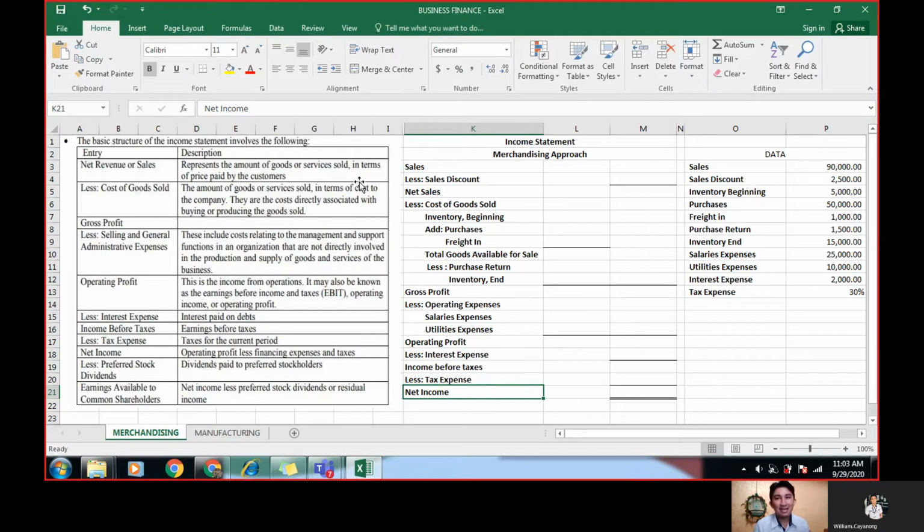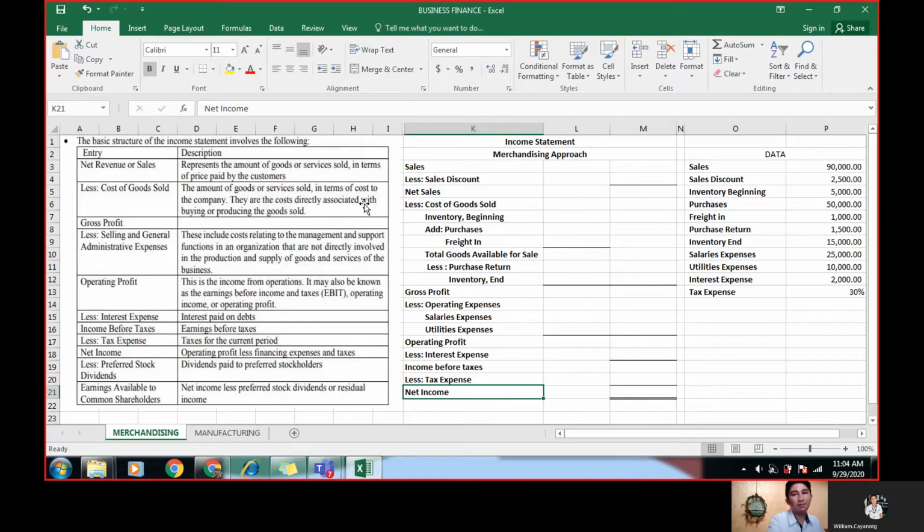Now, sales is based on your selling price, meaning your cost plus your markup. Okay, markup will depend on the company, on how much they want to put value on their costs. So when we say cost of goods sold, this is the amounts of goods and services sold in terms of cost, meaning ito yung unit cost natin without adding a particular markup.